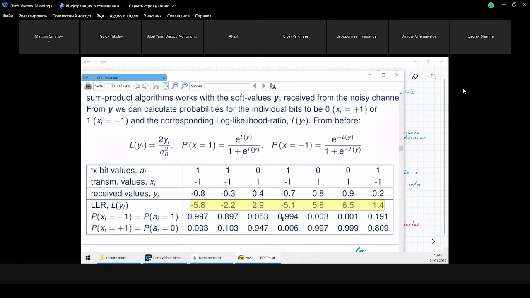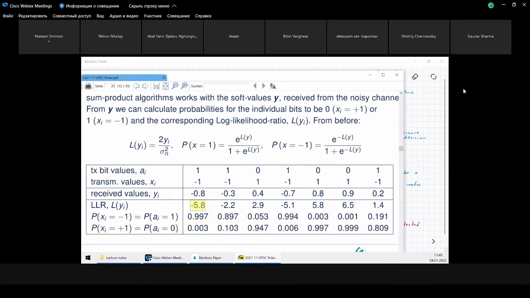Whereas with the probabilities, I always have to deal with two probabilities: the probability to be a 1 or the probability to be a 0. Whereas in the log likelihood ratio, we have a function of the ratio of the probabilities. So basically it's all concluded in one value.